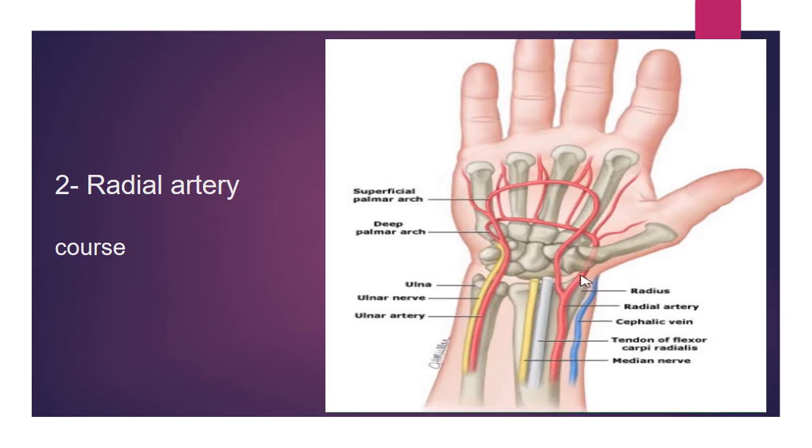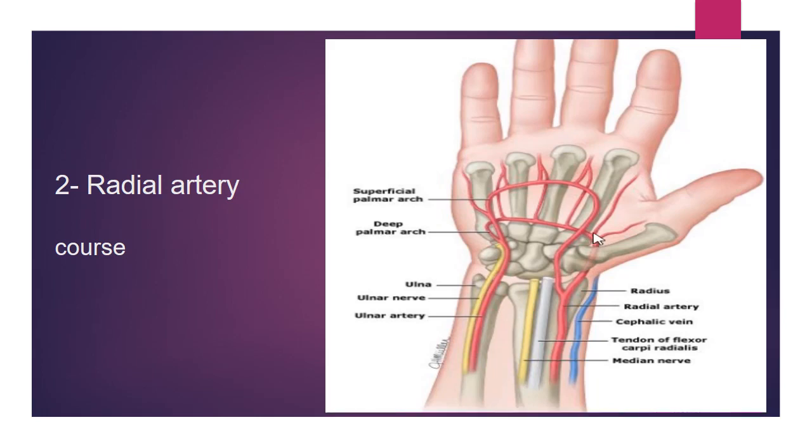But before entering the anatomical snuff box, this radial artery gives off a superficial palmar branch, this one. This superficial palmar branch joins the superficial palmar branch of the ulnar artery and completes the superficial palmar arch, this one. Then the radial artery itself enters the anatomical snuff box. This is the deep branch of the radial artery or the main continuation of the radial artery.